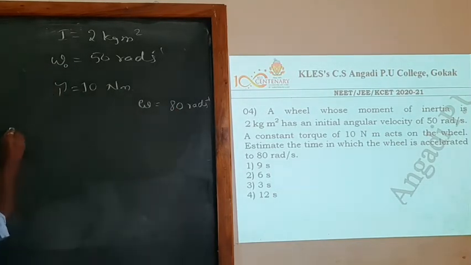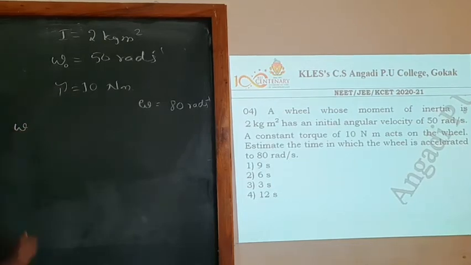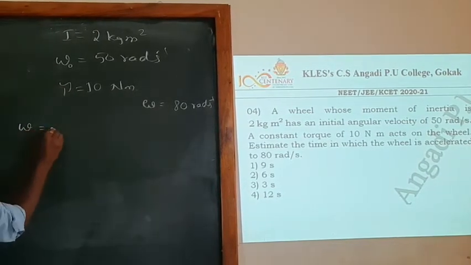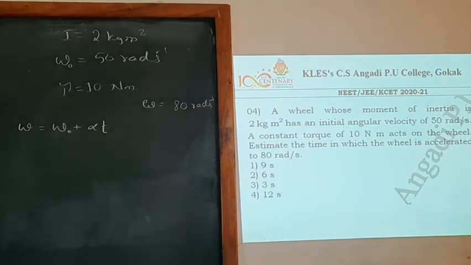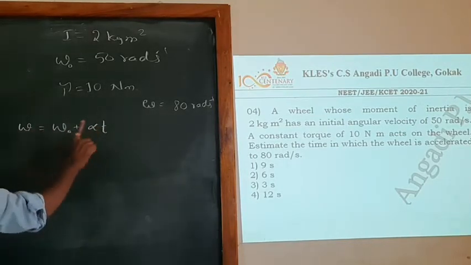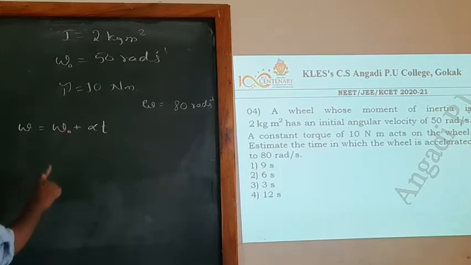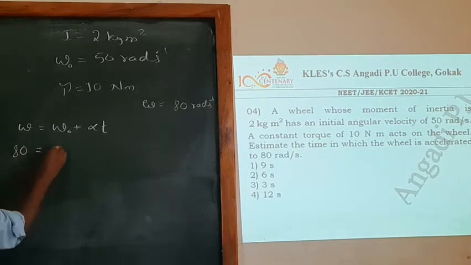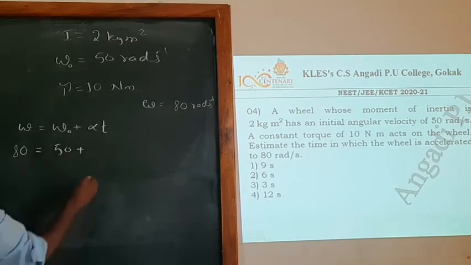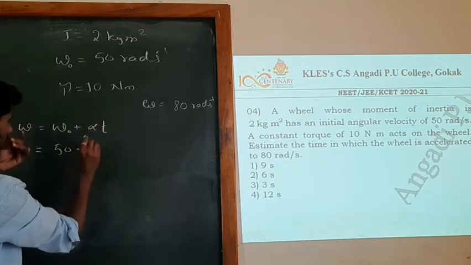By using the kinetic equation for rotational motion, omega is equal to omega naught plus alpha t. It is the same as v equal to v naught plus a into t. Here omega is the final value 80, initial value 50, plus alpha, whose value we don't know, times t, whose value we also don't know.